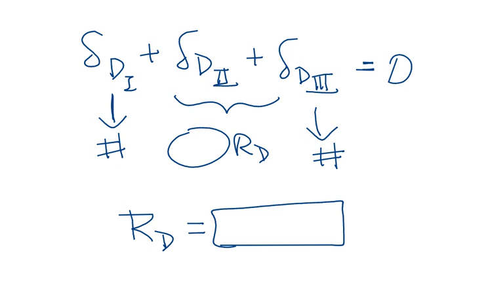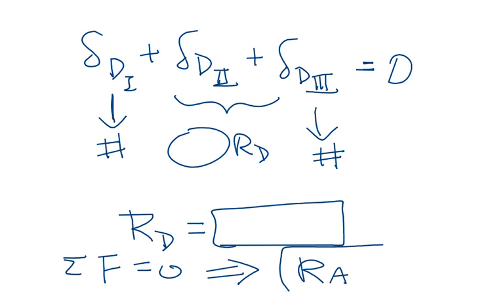And then how do I find RA? You're going to say sum of forces equal to 0. That will give you RA, because now you know what RD is. RA is the only unknown. And once you have all of these forces, how do you find the stress in each segment? Well, you go back and make those cuts to find the internal forces. And once you have the internal forces, just divide those internal forces by the areas, and that will give you all your stresses.